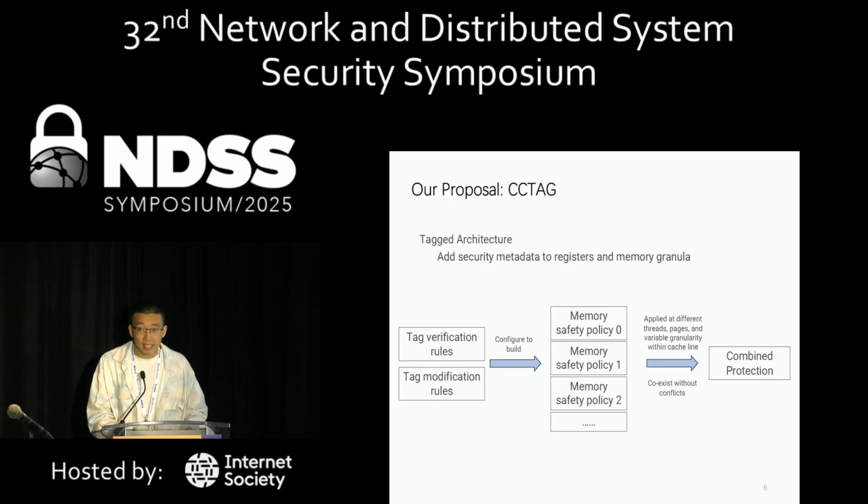CCTAG is a tagged architecture. It attaches fine-grained security metadata to registers and memory granules. It supports a diverse set of tag verification and modification rules, which can be configured to build different memory safety policies at various levels, across threads, memory pages, or even within a cache line. Most importantly, it allows multiple security policies to coexist without conflicts, together building a more powerful and combined protection.